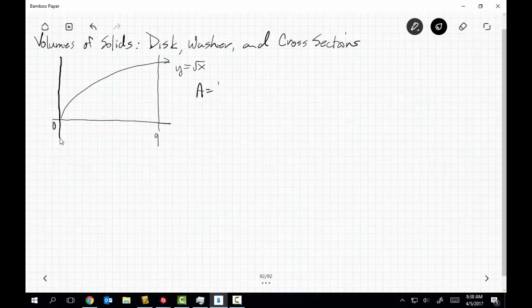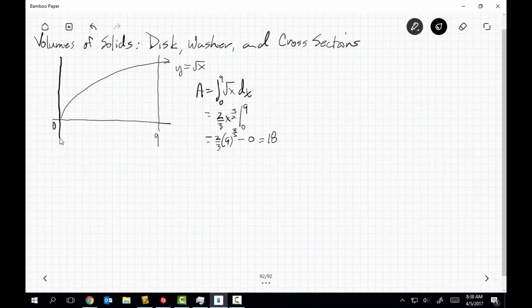If I want to find the area, I simply take the integral from 0 to 9 of the square root of x dx, and this is equal to 2/3 x to the 3/2 from 0 to 9, which is equal to 2/3 of 9 to the 3/2 minus 0, right? Because you stick a 0 in and off you go. Square root of 9 is 3. 3 cubed is 27 divided by 3. 27 divided by 3 is 9, so this guy appears to be 18.